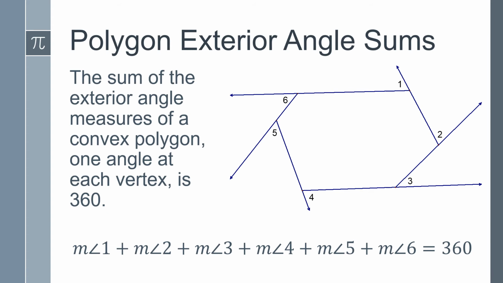Anyway, the sum of the exterior angle measures of a convex polygon, one angle at each vertex, is 360. It doesn't matter. Here it's got 6 angles we're going to add up. If I had 100 angles, that they were exterior angles, a 100-sided polygon, the sum of the exterior angle measures would be 360.